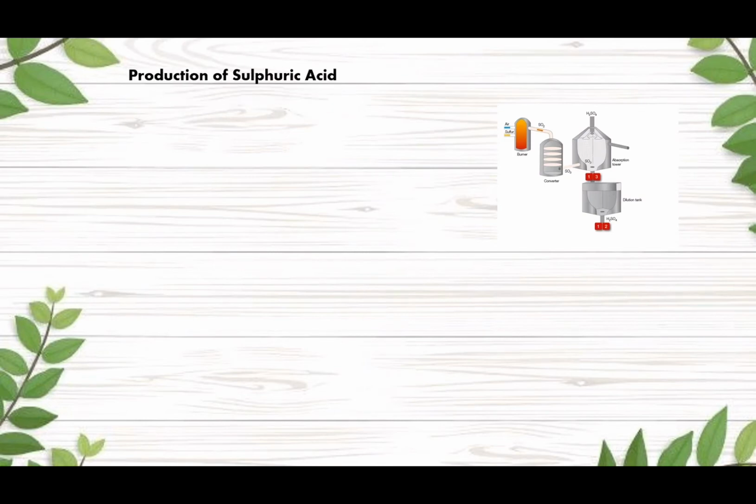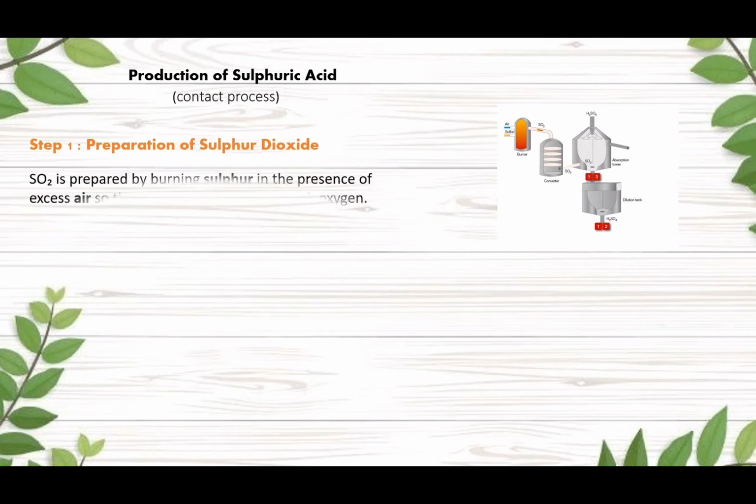Sulfuric acid is produced from sulfur, oxygen and water via the contact process. The first step in this process is preparation of sulfur dioxide. Sulfur dioxide is prepared by burning sulfur in the presence of excess air so that the product combines with oxygen.